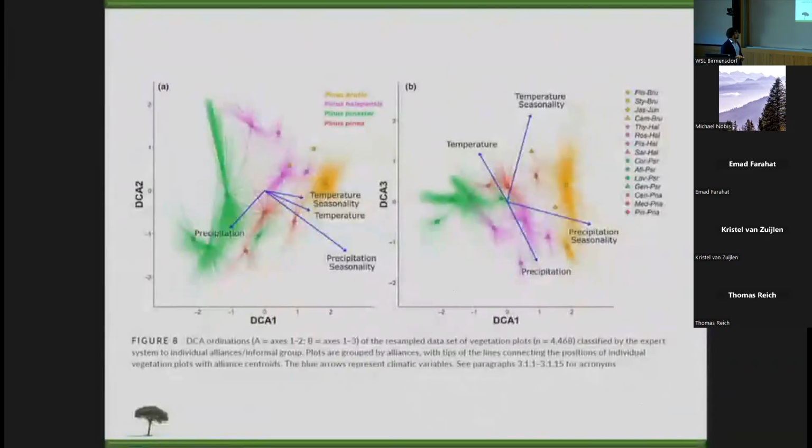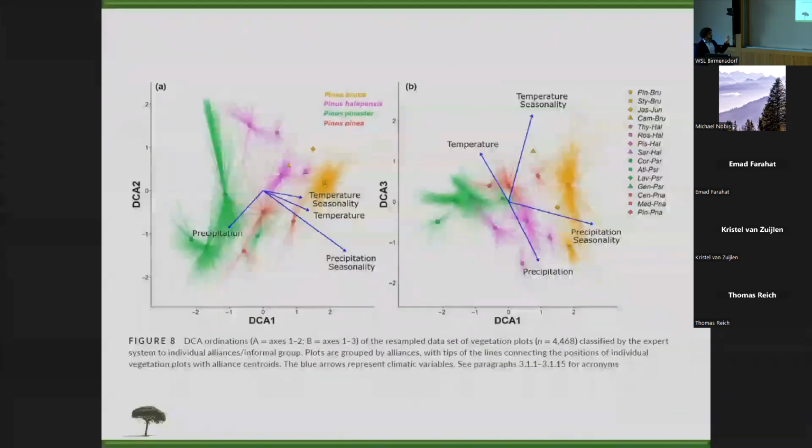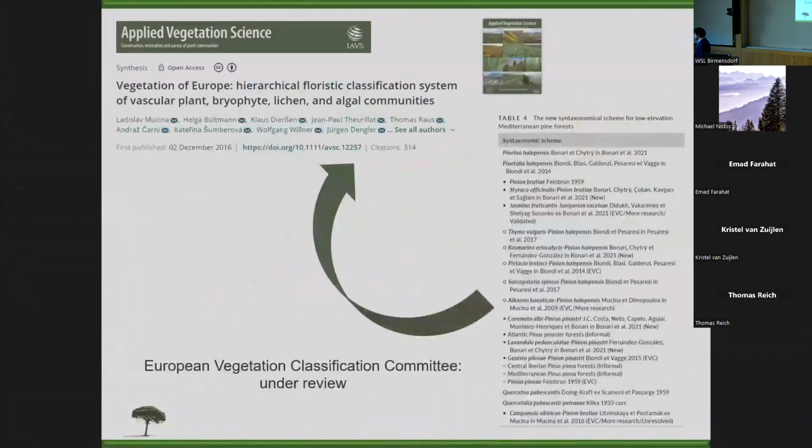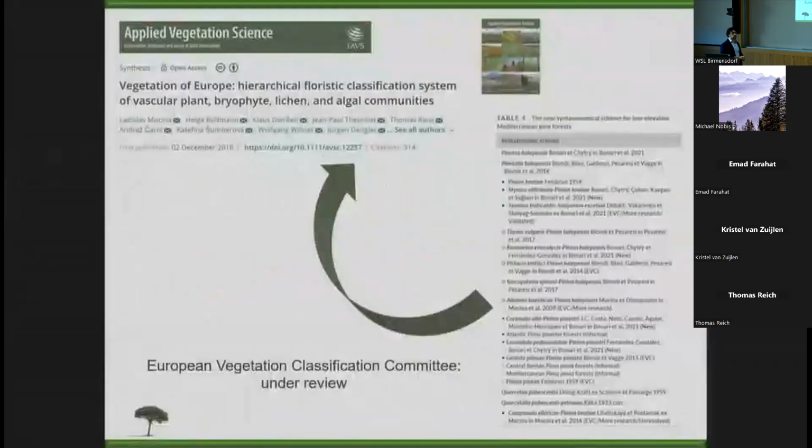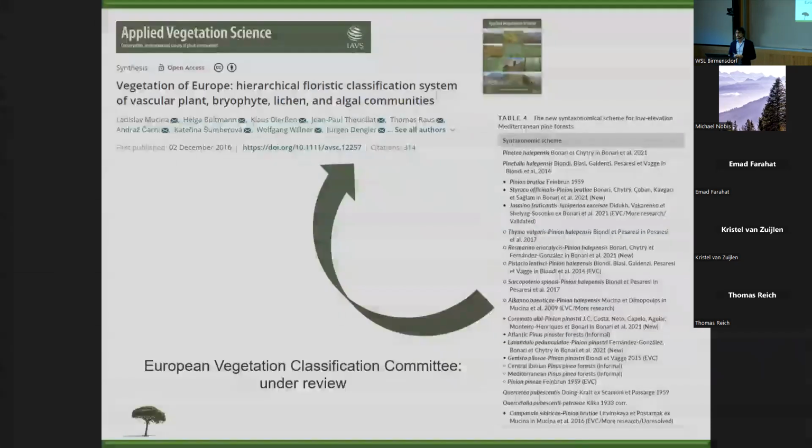And here you see the groups, how they are distinguished along the first and second axis and first and third axis. Always colors refer to the dominance of forest. But perhaps even more interesting is the fact that once you analyze numerically this huge amount of data that in the past were described only on the base of experience.